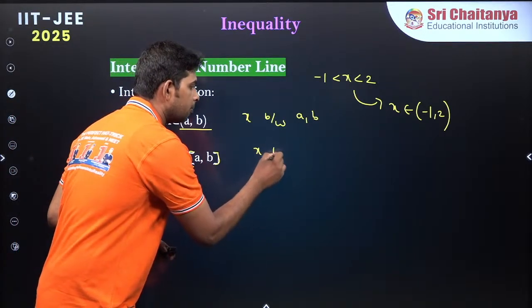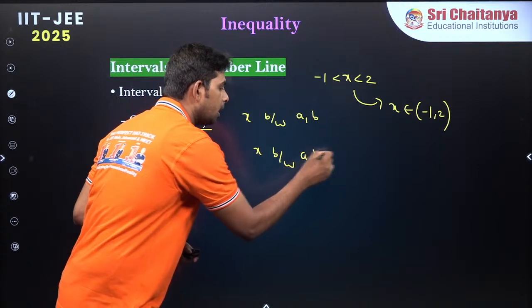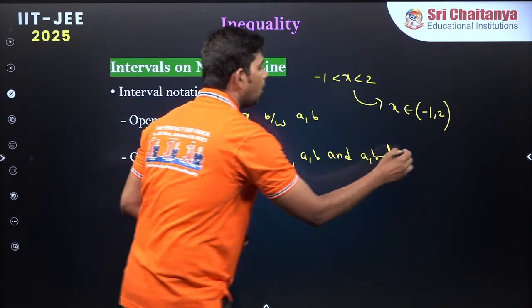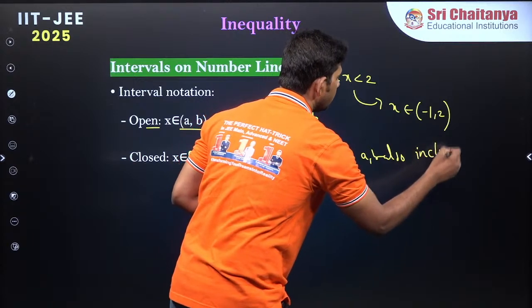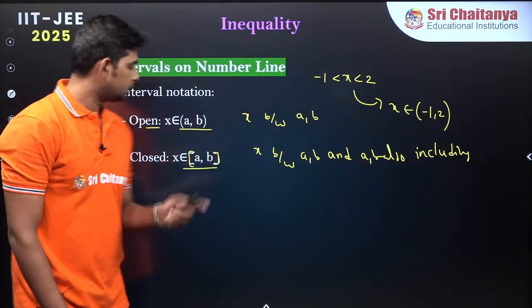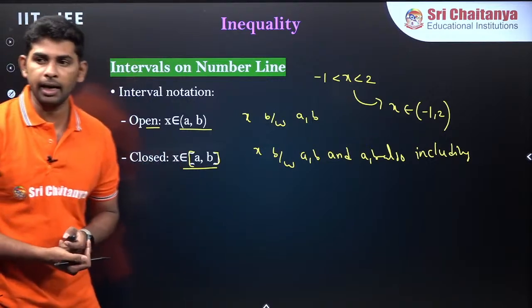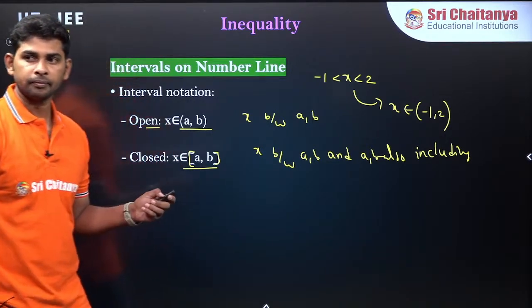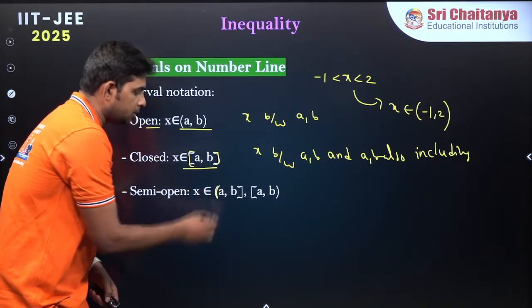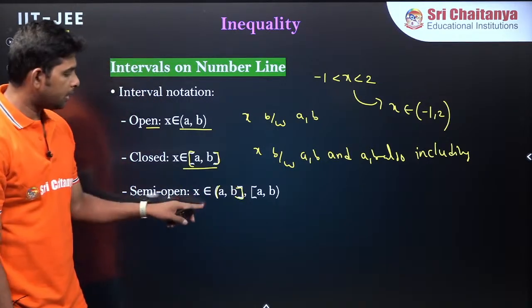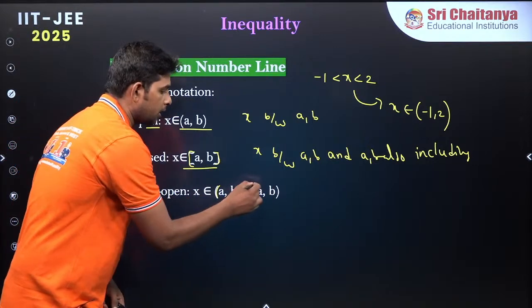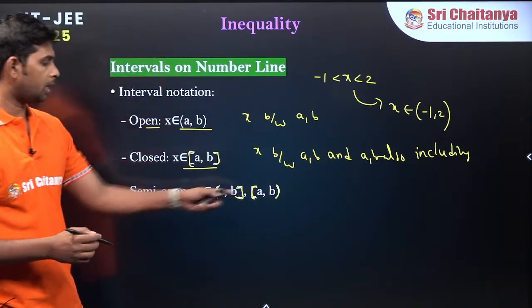So x, if I am taking between a comma b and a comma b also including, or if you are taking including a comma b, then the interval is going to be a closed interval. That is the representation: x belongs to, you can take a comma b. Right. Now semi-open, if you are taking one side open, one side closed, either this one you are taking, or here you can say left open and left closed and right open. In this way also you can take.